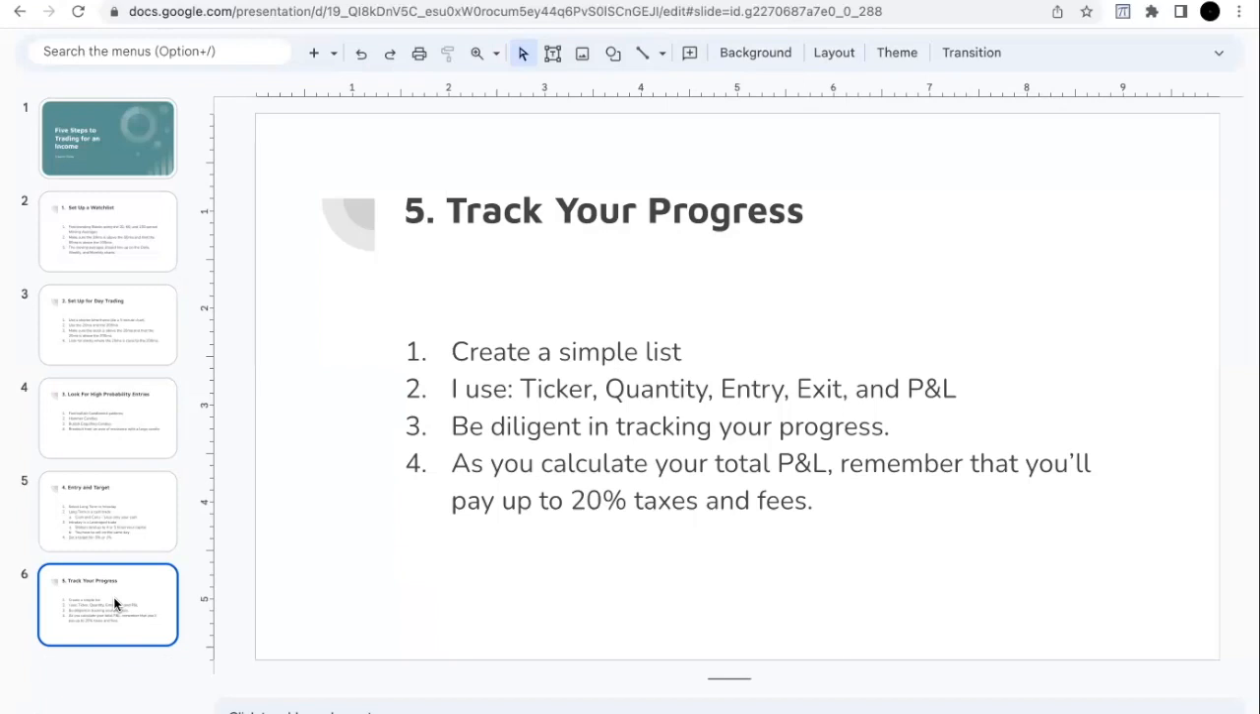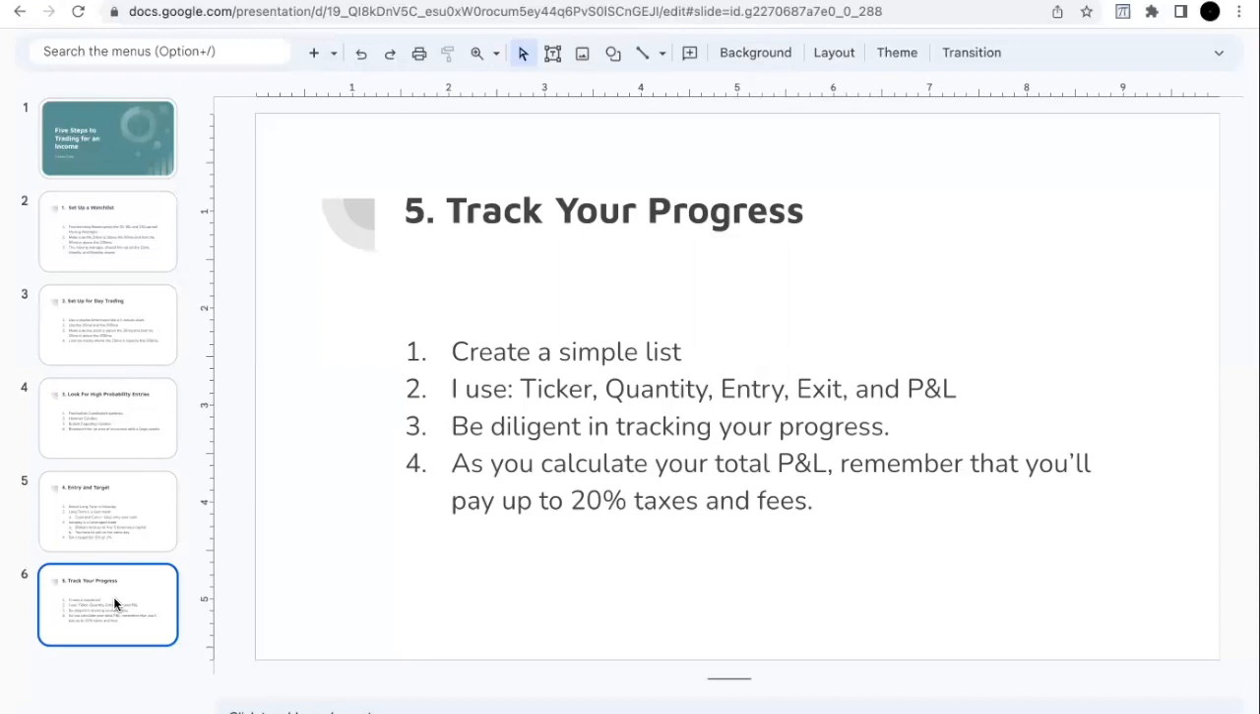And then number 5, track your progress. Create a simple list or a chart. I use the ticker symbol, like PFC, ITC, IOB, things like that. So I write that, and the quantity, how many shares I purchased, the entry price, the exit price, and then, of course, the P&L, basically the profit that I made or the loss that I made. The next key is to be diligent in tracking your progress. Be very diligent and don't miss out on that.